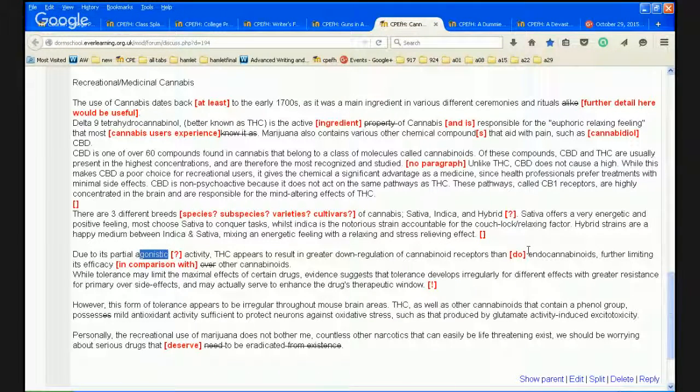Also, I like this usage here. It really elevates the level of the sentence a good deal. If we say THC appears to result in greater down regulation of cannabinoid receptors than endocannabinoids. There's nothing wrong with that sentence, but if you put the do in there, this one appears to result in greater something rather than do endocannabinoids. It raises the level of formality and clarifies what you're talking about a good deal.